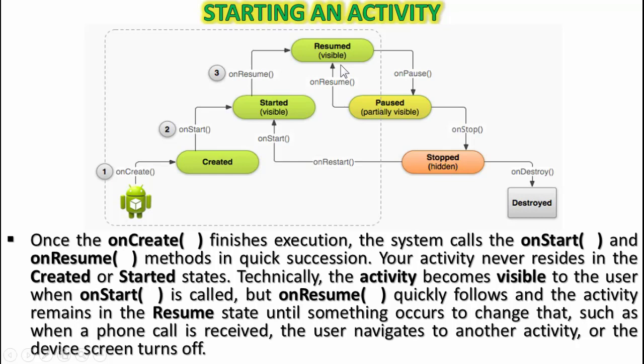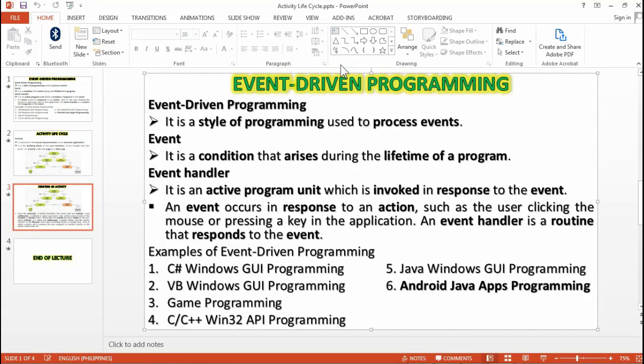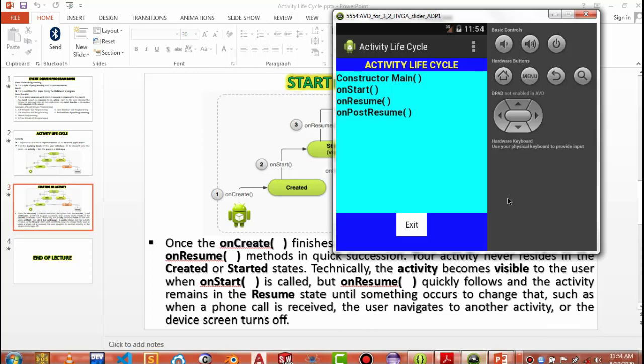Let us run the laboratory hands-on activity number 1 entitled Activity Life Cycle using the Android emulator. The Activity Life Cycle mobile app displays information at the center that indicates the events that happen when we run this mobile app. At the start, the constructor main is not part of the activity life cycle.